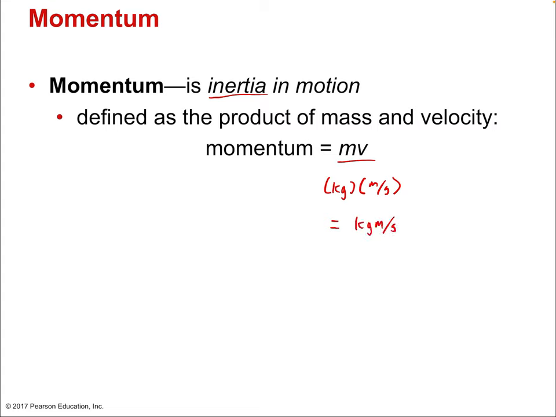Now, interestingly, that's also equivalent to the Newton second, because we know that the Newton has units of kilogram meters per second squared, and that comes from F equals ma. Please review lecture 2 if this doesn't sound familiar. And we know that those are the units of the Newton, so then we can express the units of momentum as force times time. And that's interesting, because that means that mass times velocity is momentum. But momentum is also force times time.